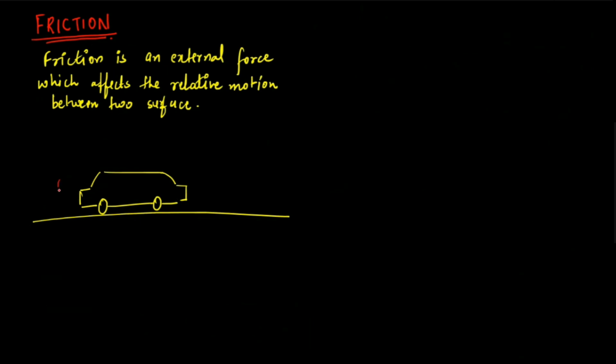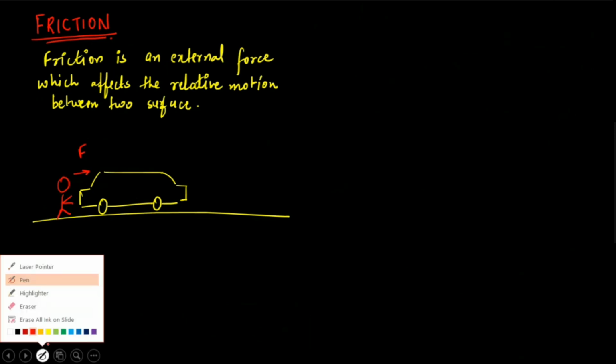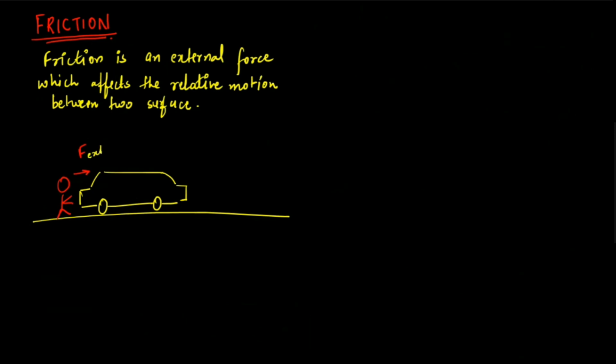And while you were pushing it, you are actually applying some force, right? Now just think about it. Whatever force you have applied is supposed to be an external force. But because of the surface, if I assume this surface is rough, this surface wants this car to stay at its initial position. Why? Because it wants to oppose the relative motion most of the time. Friction is a force which generally opposes the relative motion.